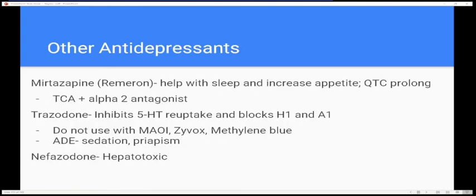And some random antidepressants. Mirtazapine, Remeron can help with sleep and increase appetite. Trazodone inhibits your 5-HT reuptake and blocks H1 and alpha-1. Sedation, priapism. And then you have nefazodone, which is hepatotoxic.